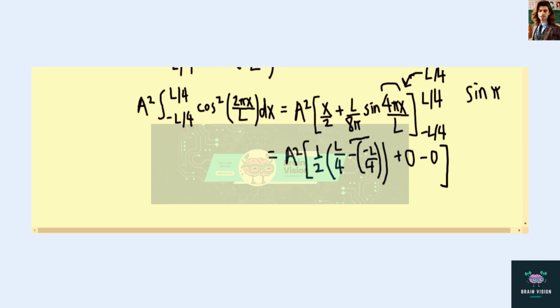These two minus signs, by the way, will multiply to give us a positive sign. So we now have L over 2 because L over 4 plus L over 4 gives us L over 2. We are multiplying by 1/2, so we now have L over 4 once again. So this equals A squared times L over 4 equaling 1.